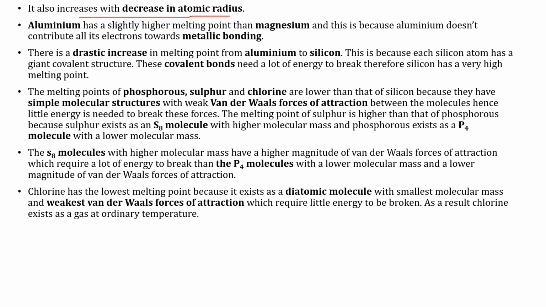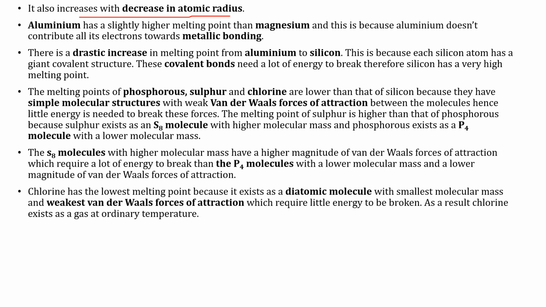in atomic radius will cause the bond length to be shorter progressively from sodium to aluminium. The shorter the bonds, the stronger they become. That means that more energy will be required to break such bonds. And once more energy is required to break such bonds, that means that melting point is going to be higher.